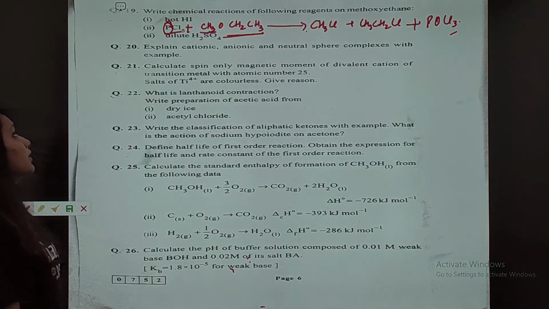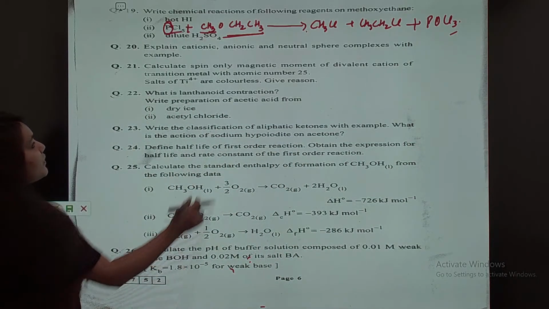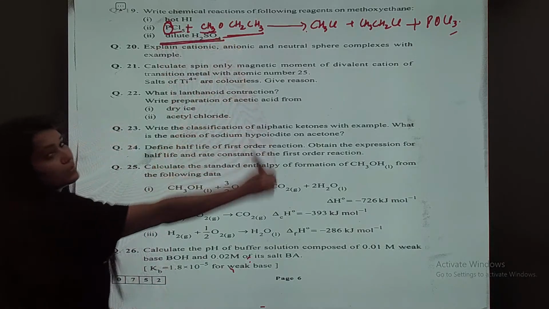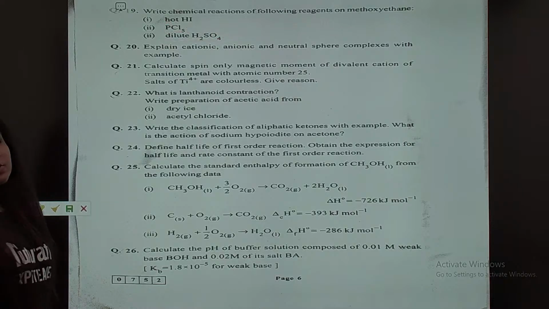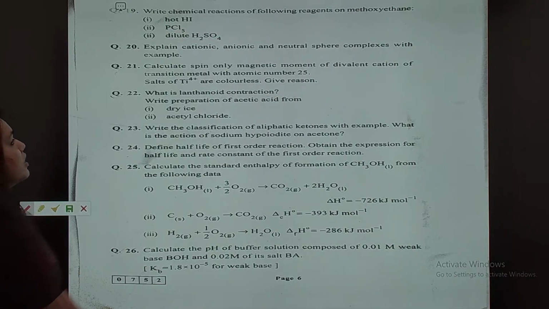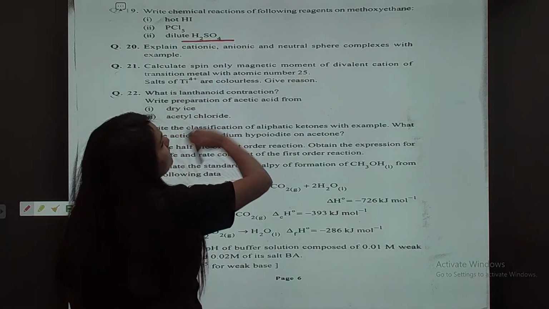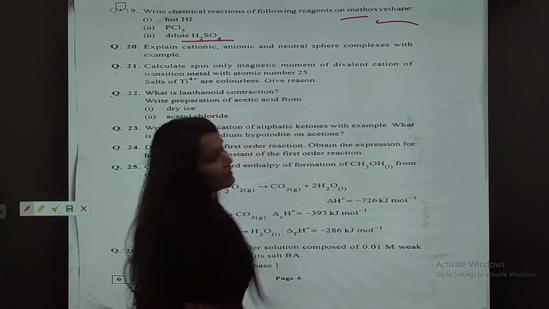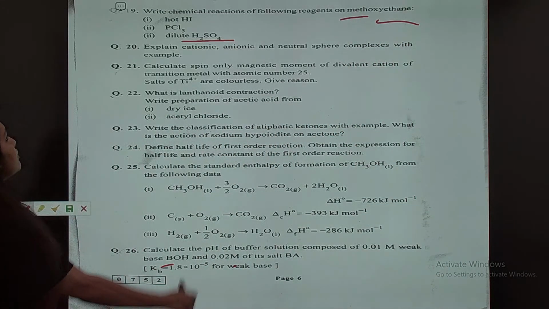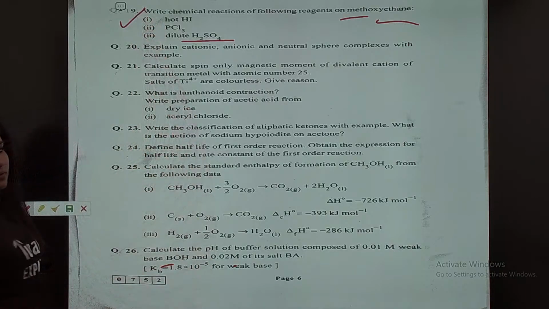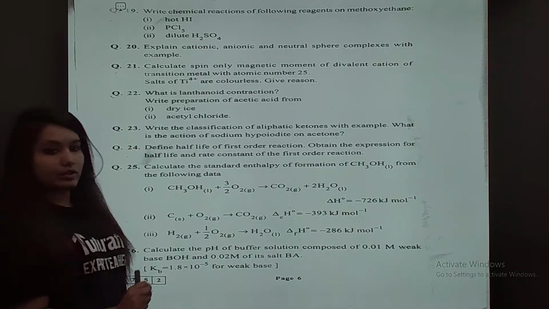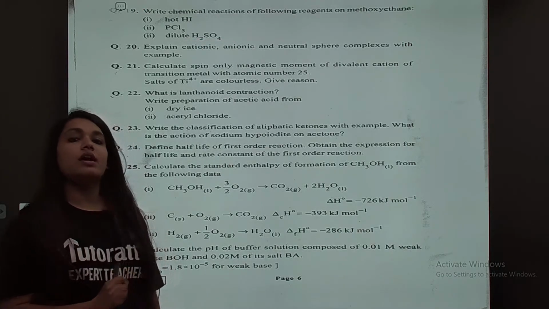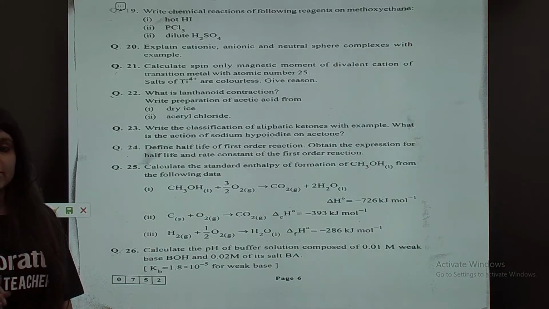That's your reaction. Now, the next part of the question is with dilute sulfuric acid, everyone. When I say dilute sulfuric acid, it will just convert into alcohol. So when you take dilute sulfuric acid, you will get methanol, you will get ethanol, that's it. That's our question number 19. Now, moving on to question number 20, everyone. Question 20 says, explain cationic, anionic and neutral sphere complexes with example.